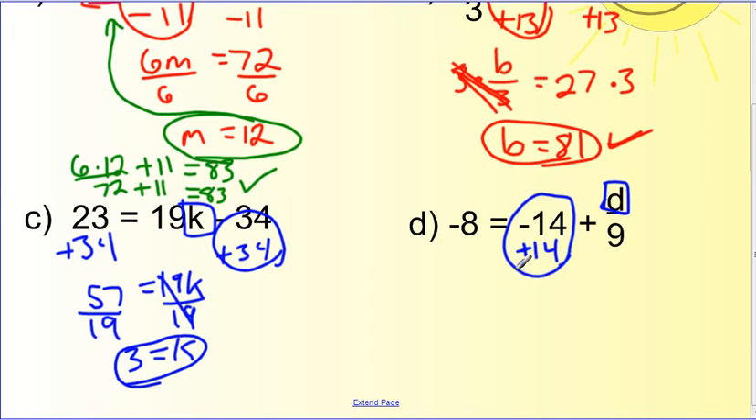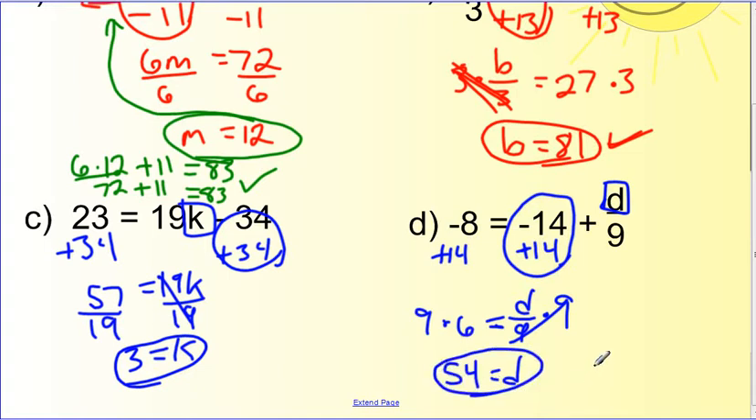You can copy that down. So we're adding 14 to both sides. So we get d over 9 equals a negative 8 plus 14 is 6. My variable is being divided by 9. So I multiply by 9, multiply by 9, these cancel, d equals 9 times 6 is 54. And we're done.